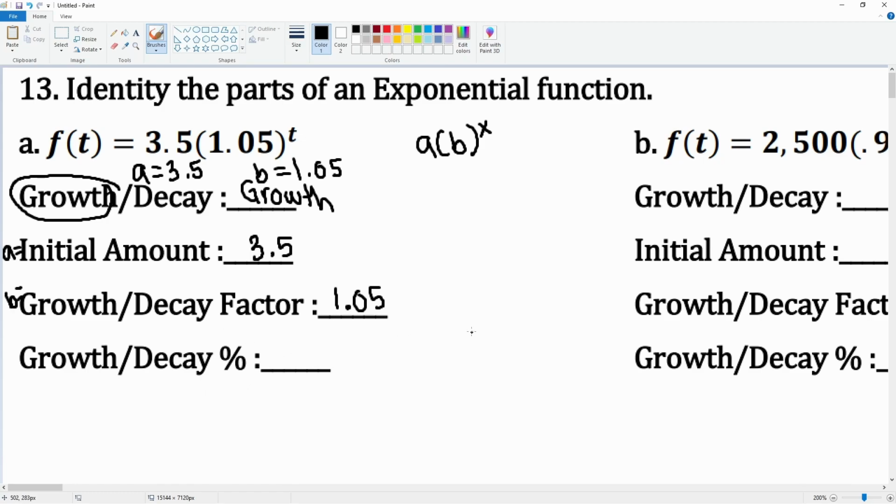Now we want to look at a percentage. Here, right, we have 1.05, and the baseline is 1. This went up, growth, by how much? 0.05. But in a decimal, we move this over twice, it becomes 5%.